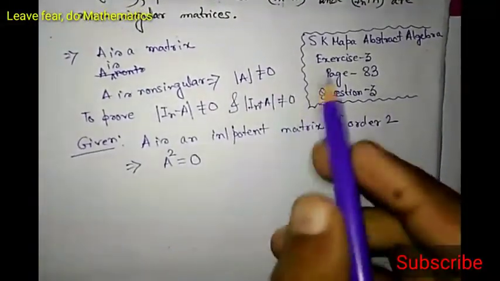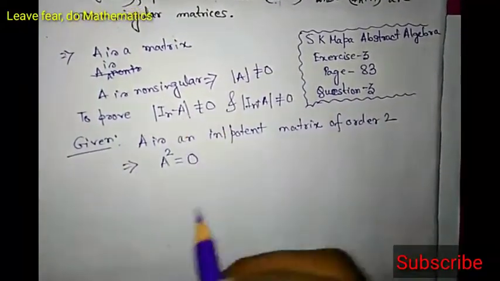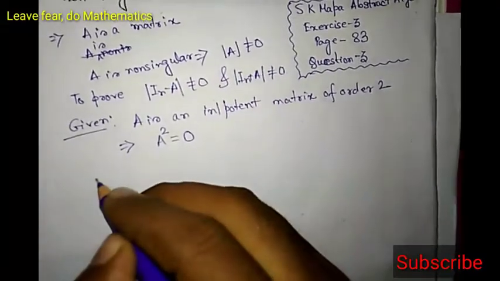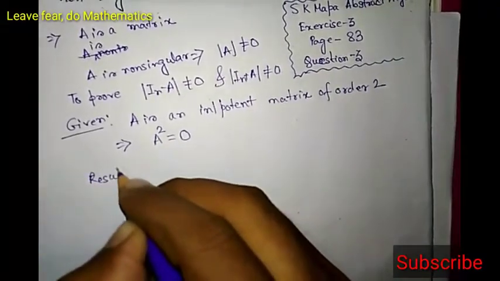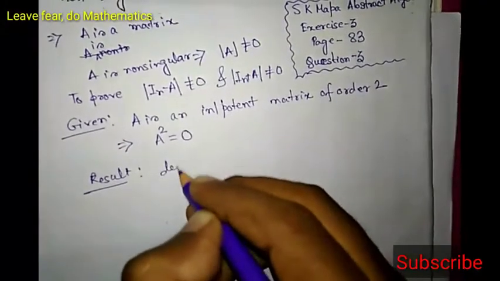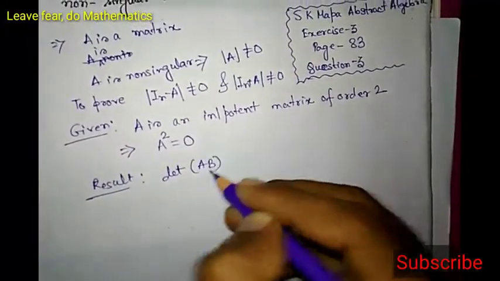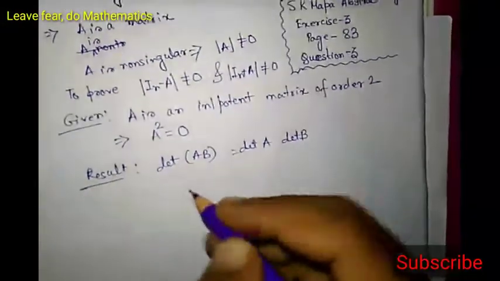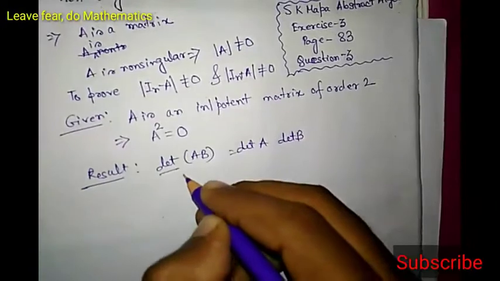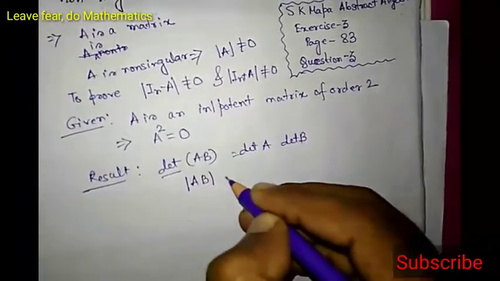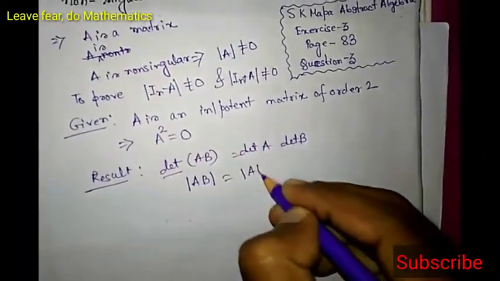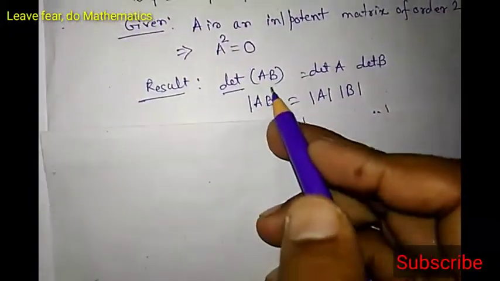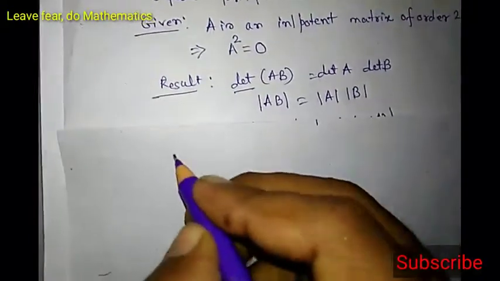Now we have to prove that det of In minus A not equal to 0 and det of In plus A not equal to 0. To prove this, we need a result. We will use this result: det AB equals det A times det B. Equivalently, if we don't write det, it can be written by this sign also. So we have det AB equals det A det B. Now we will use this result to prove the theorem.